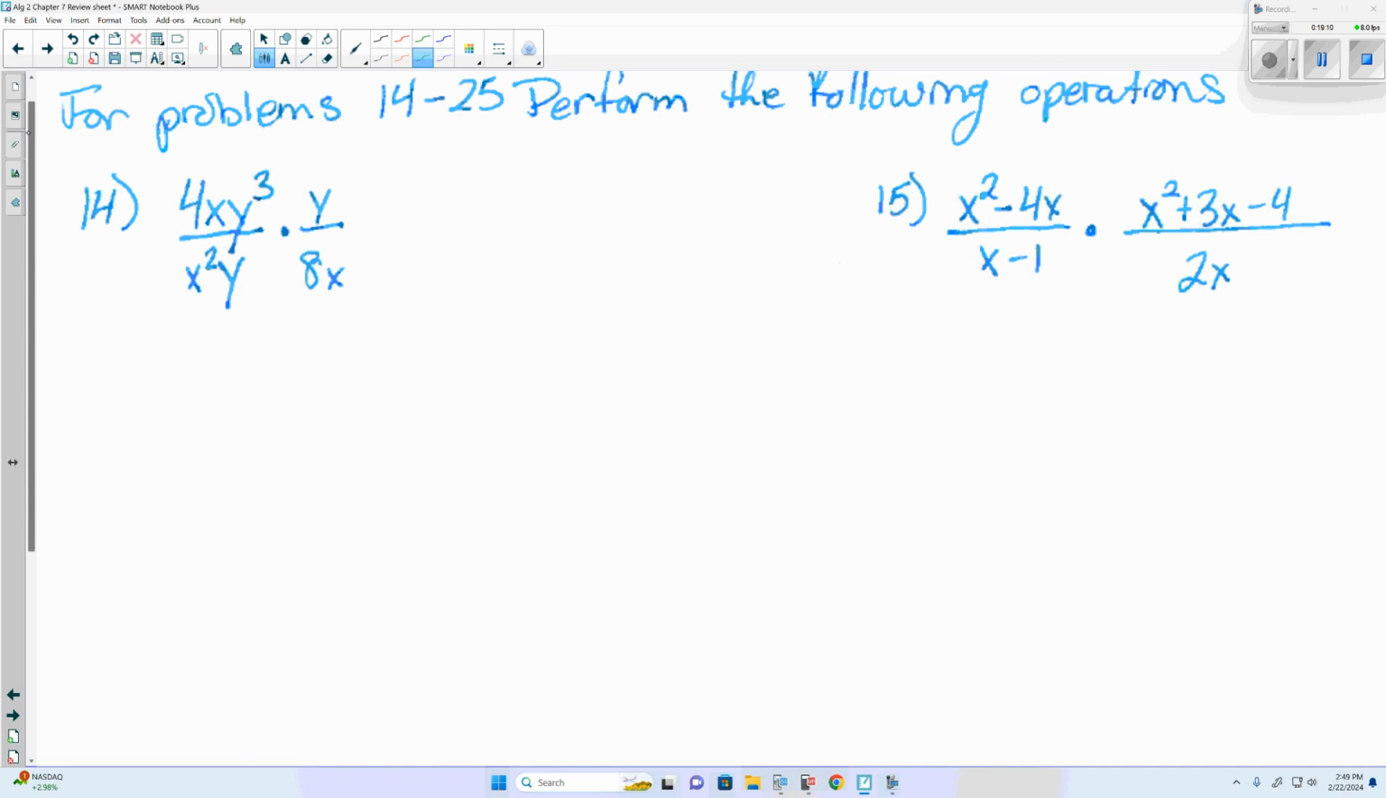Now, we're not going to have monomials, but we will have problems like 15 where we are going to have to factor expressions. So a problem like 14 where we have a single term on top and bottom for everything is not going to show up. So we'll have to do some factoring. Now, here, x minus 1 and 2x are already factored as far as they'll possibly go. They're simplified. The numerators, x squared minus 4x and x squared plus 3x minus 4, have to be factored. We can do the x squared minus 4x first. How can we factor it?